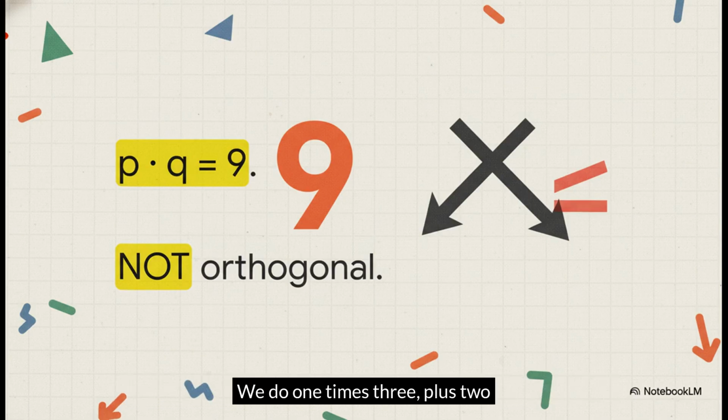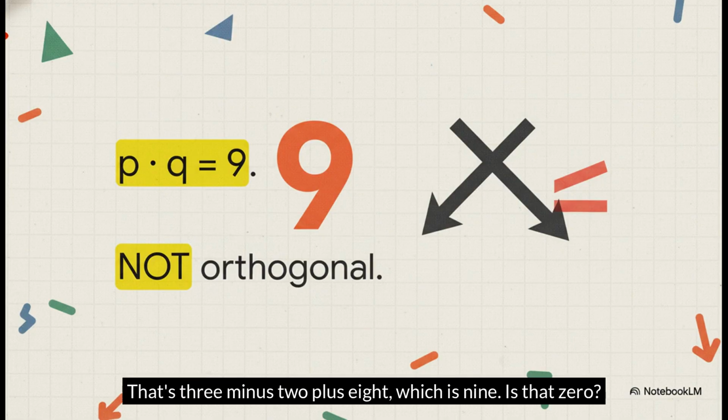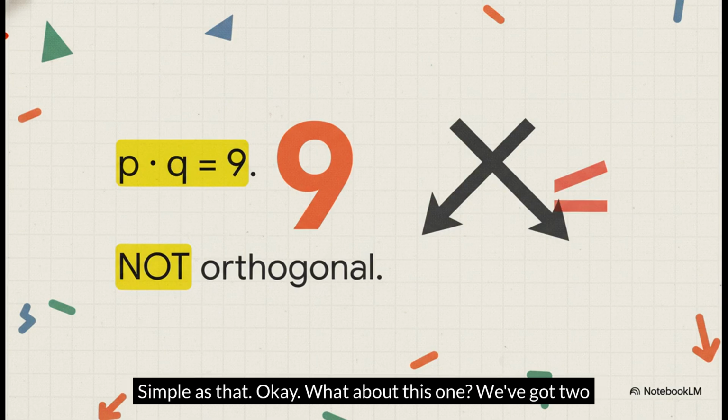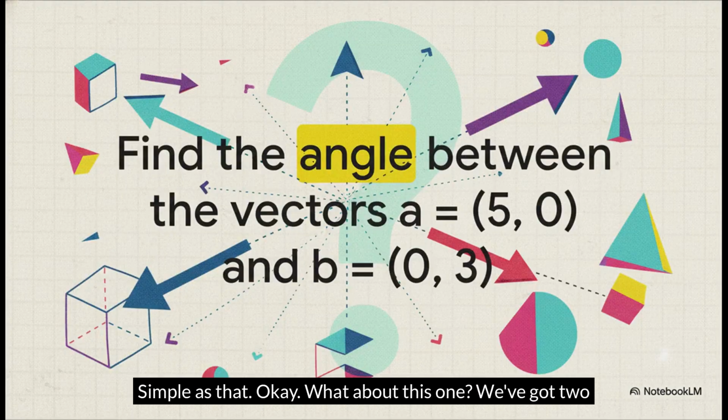We do 1 times 3 plus 2 times negative 1 plus 2 times 4. That's 3 minus 2 plus 8, which is 9. Is that 0? Nope. So these vectors are not orthogonal. Simple as that.